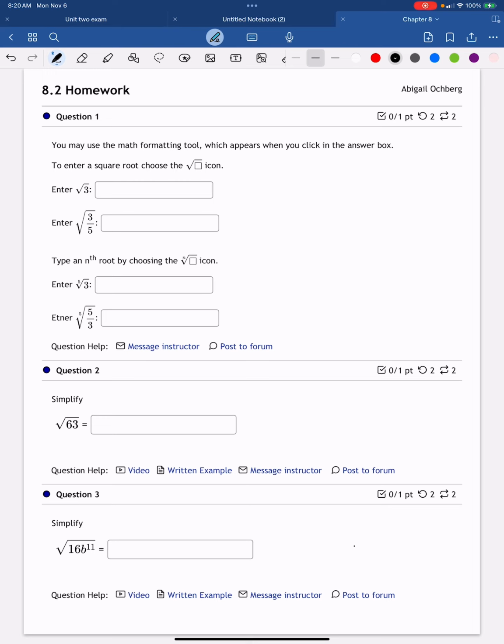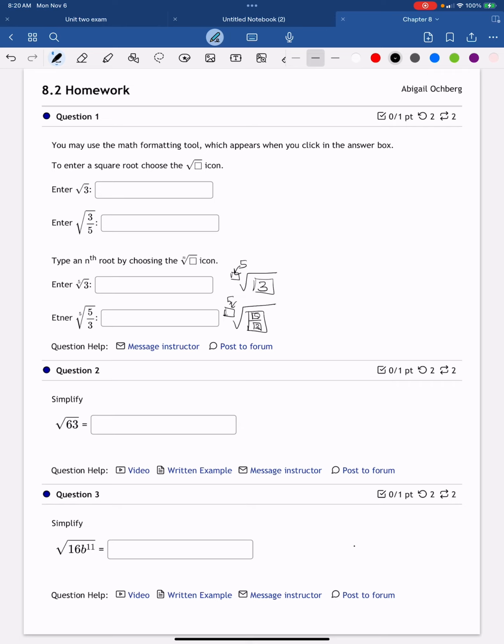Type the nth root by choosing it, and then I think it'll give you a shadow, and then here you would type in the 5 and then the 3. In this case, we start here, we have a shadow, and then we have to hit next, the fraction key, and then we can fill in our bits. 5/3.